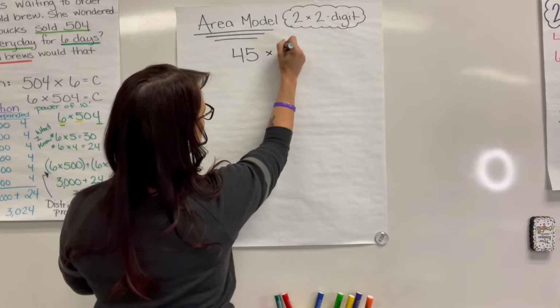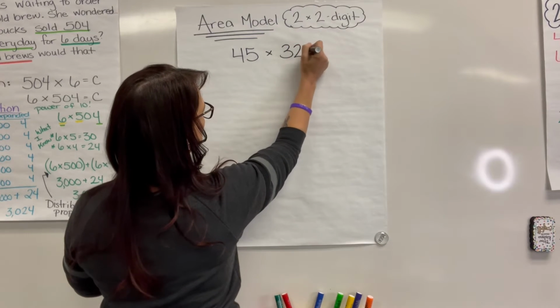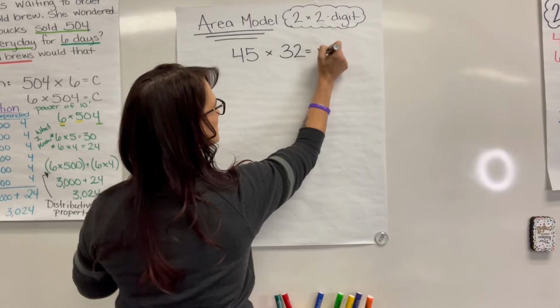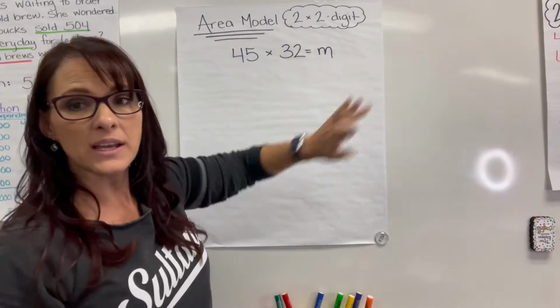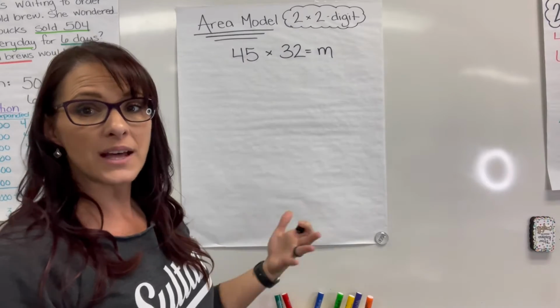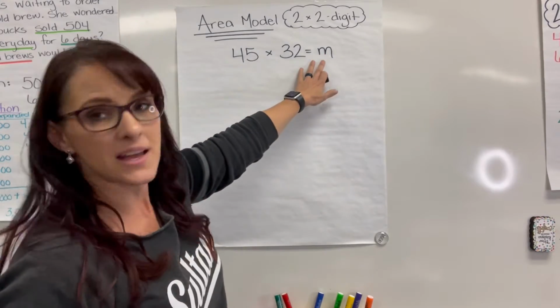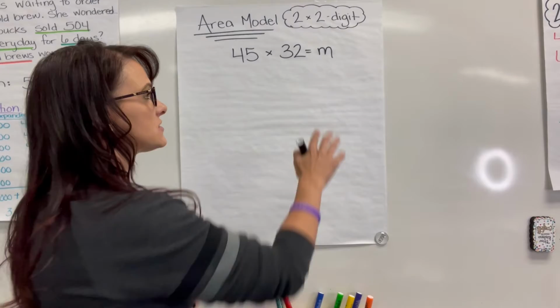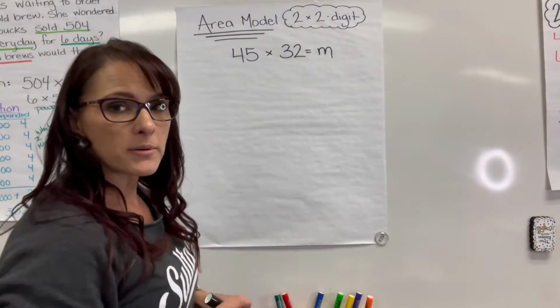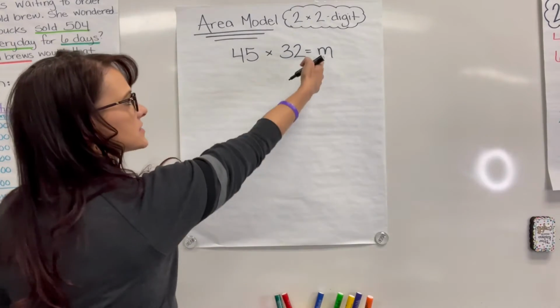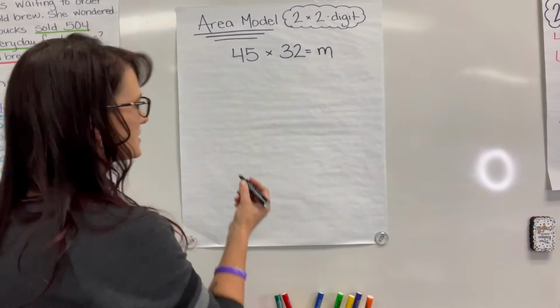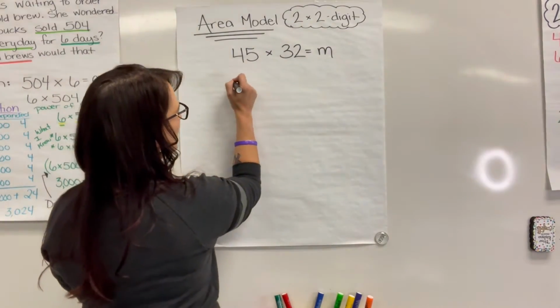So we're going to start with the problem 45 times 32. And I put my variable there, okay? Remember, the variable is a symbol or a letter that represents the missing piece. So in this problem, the missing piece, M for the missing piece, is our solution. So let's go ahead and draw a rectangle.